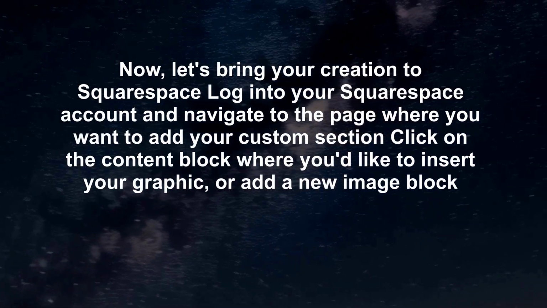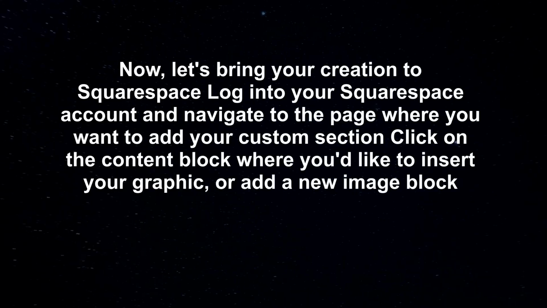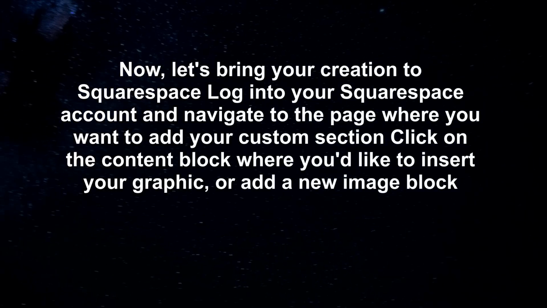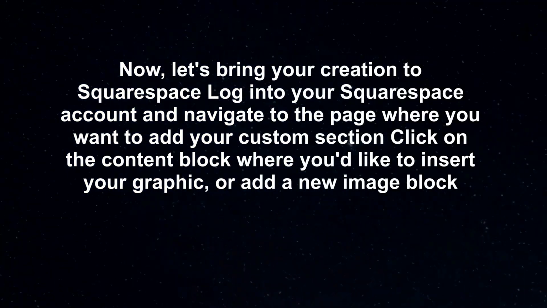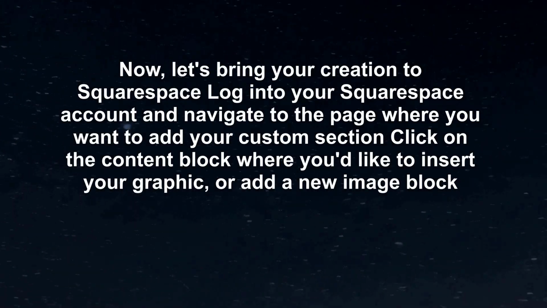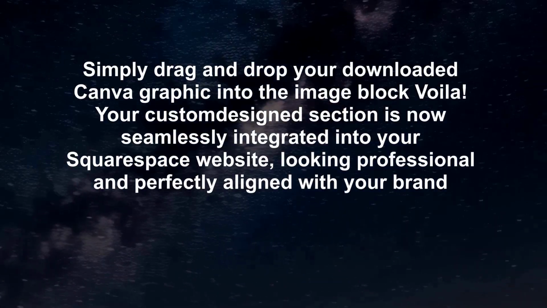Now, let's bring your creation to Squarespace. Log into your Squarespace account and navigate to the page where you want to add your custom section. Click on the content block where you'd like to insert your graphic or add a new image block. Simply drag and drop your downloaded Canva graphic into the image block.